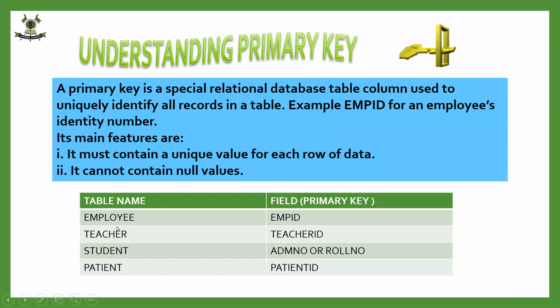Now these are a few examples which have been listed here. For example, in the employee table, employee ID; in the teacher table, it can be teacher ID; in the student table, the primary key field can be admission number or roll number; and in the patient table, patient ID, and so on. I hope you have understood the concept of primary key.